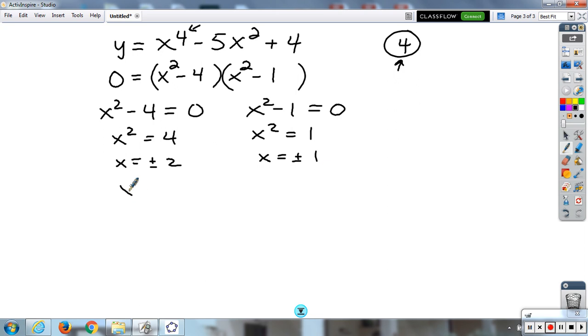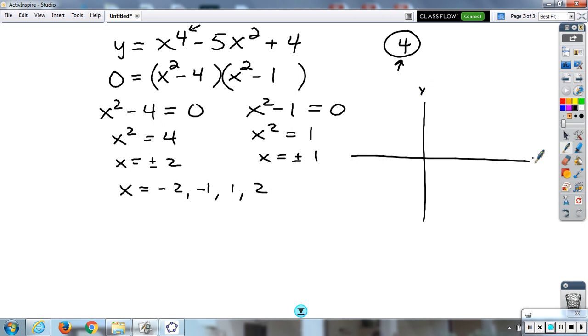So the roots are -2, -1, 1, and 2. So what does this function look like? It has an intercept at +4, so we know it has to cross here. But then it also has to cross at -2, -1, +1, +2. So it'll look something like this.